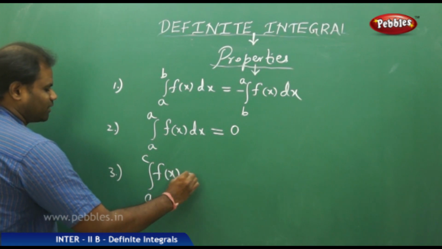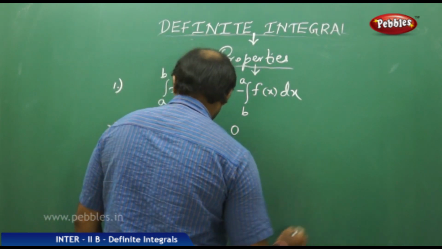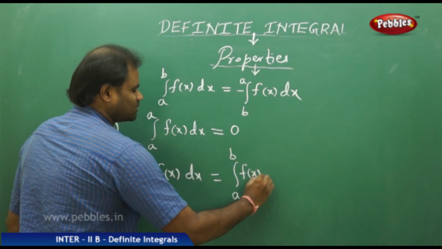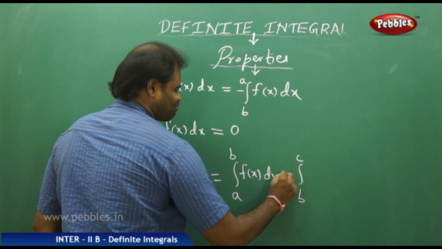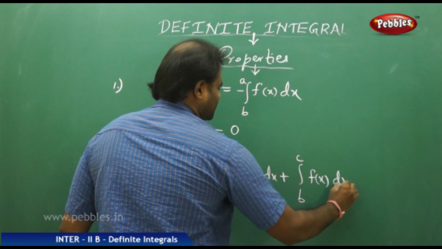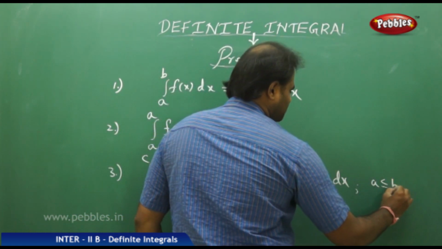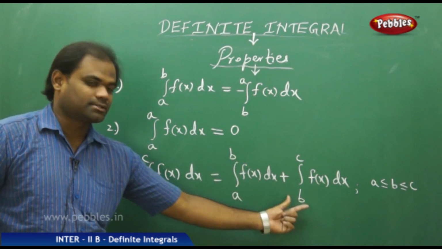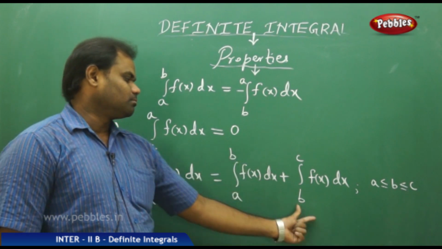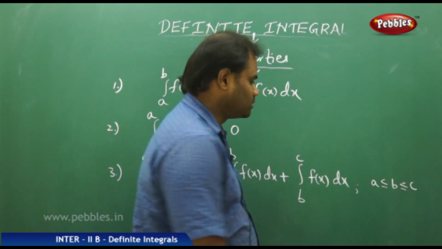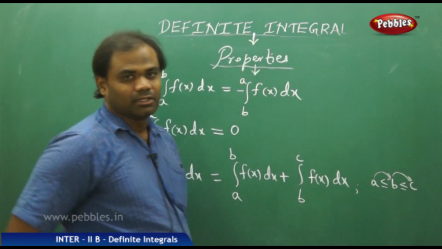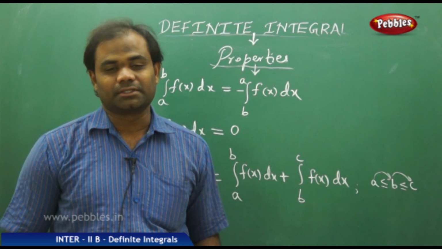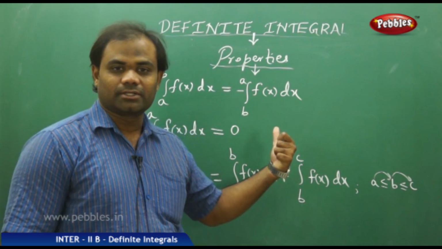The integral from a to c of f of x dx: suppose there is a value b lying between a and c, then I can split this as the integral from a to b of f of x dx plus the integral from b to c of f of x dx, for b lying between a and c. This is how we understand the third property. That is, if the definite integral breaks at b, then a to c is split as a to b plus b to c. So these are the three basic properties which we use in definite integrals in order to solve problems.